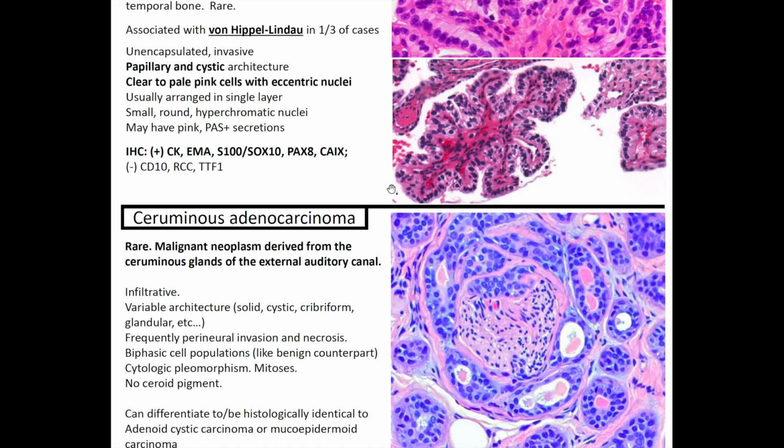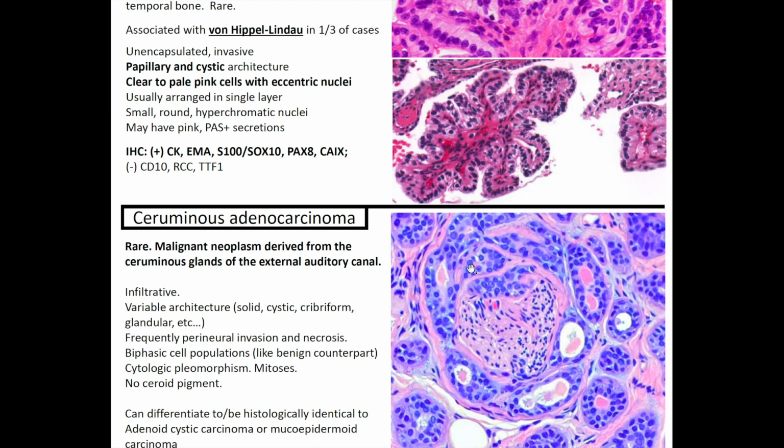All right, lastly, we have ceruminous adenocarcinoma. So these are rare malignant neoplasms derived from the ceruminous glands of the external auditory canal. They are infiltrative with variable architecture: solid, cystic, cribriform, glandular, and more. And they frequently have perineural invasion and necrosis with biphasic cell populations like their benign counterpart.